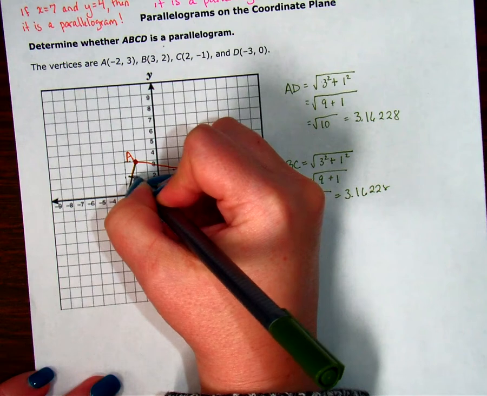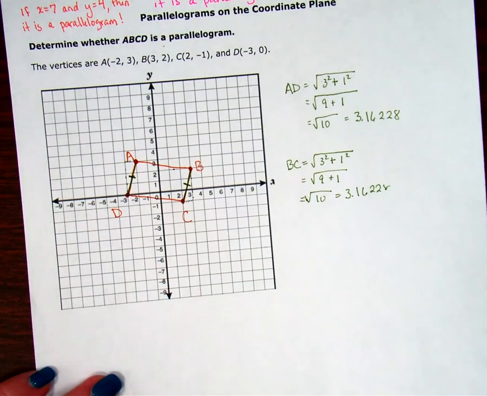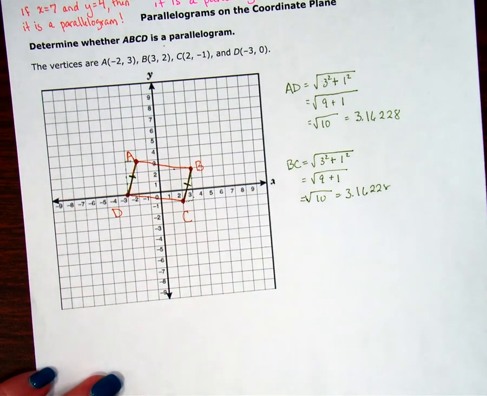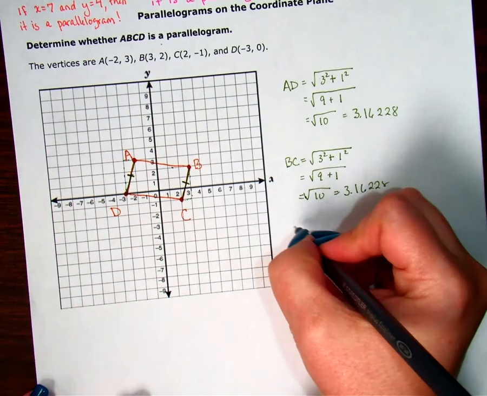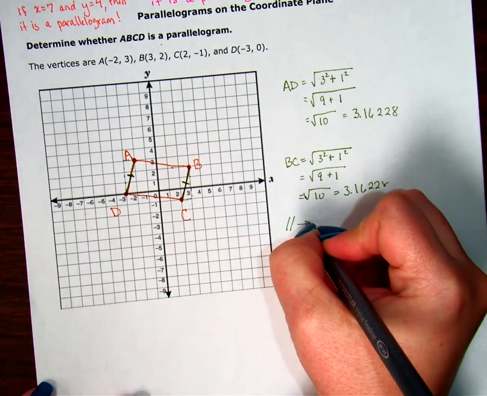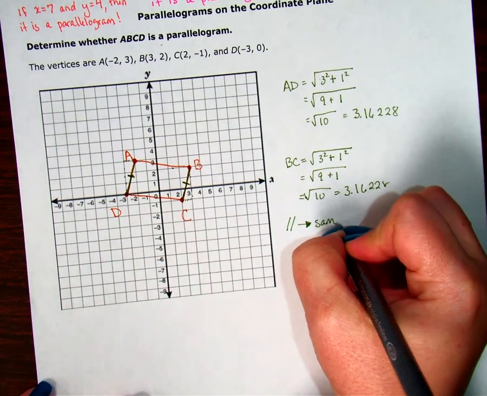So I know that these 2 pieces have the same length, but are they parallel? Remember, if they're parallel, then they are going to have the same slope.